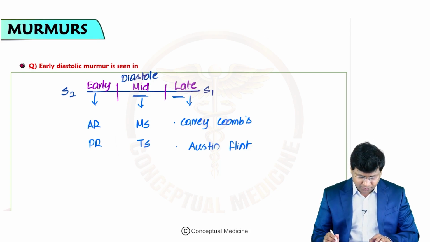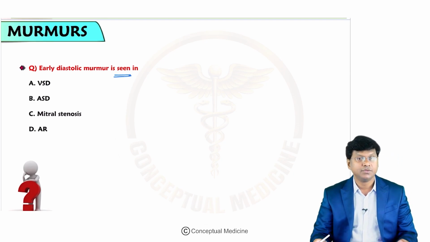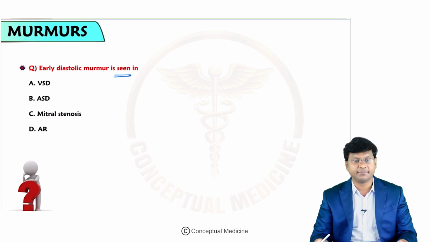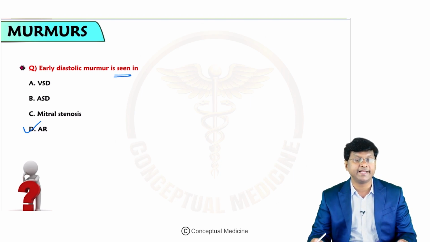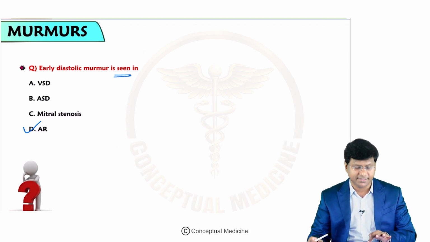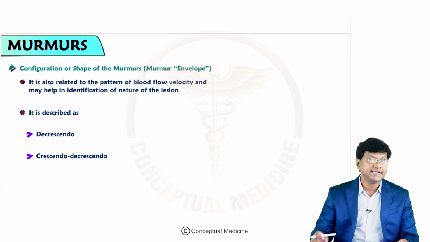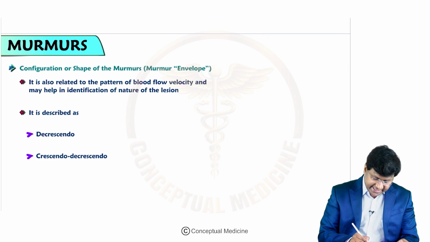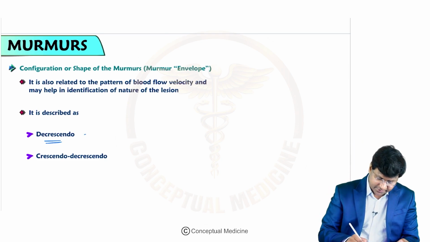So if you see a question now, early diastolic murmur, it is heard in ventricular septal defect, atrial septal defect, mitral stenosis, aortic regurgitation. So it is in aortic regurgitation where you have the presence of the early diastolic murmur, right? And the murmur of aortic regurgitation, which is an early diastolic murmur, if you see the description of the character, it is described as a decrescendo murmur, right?